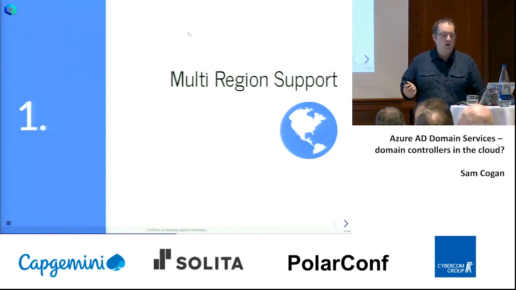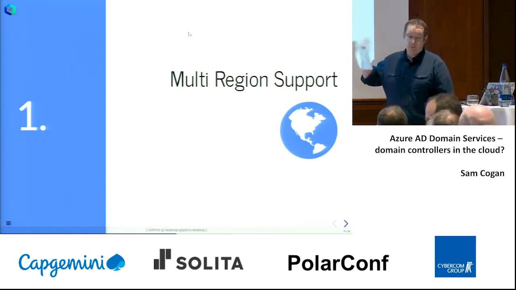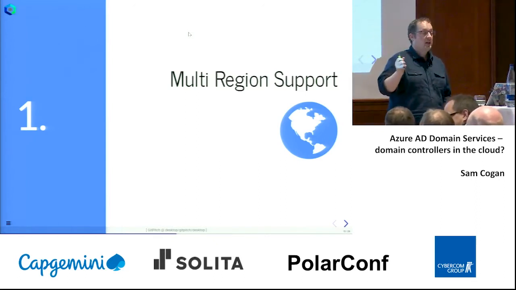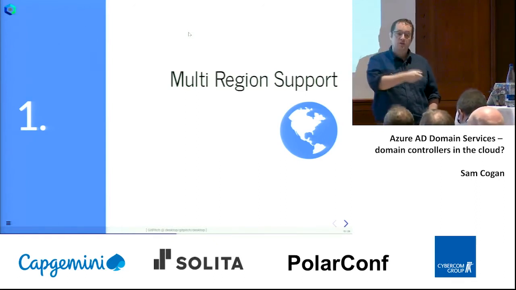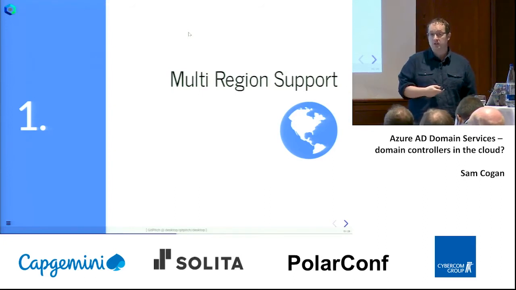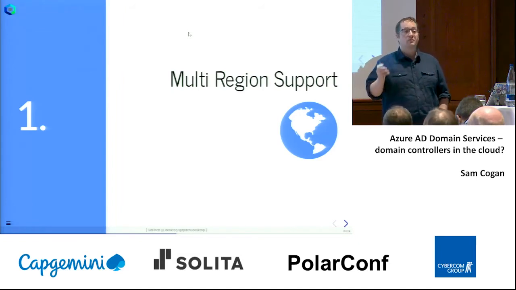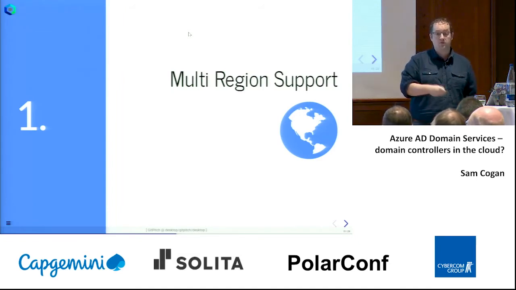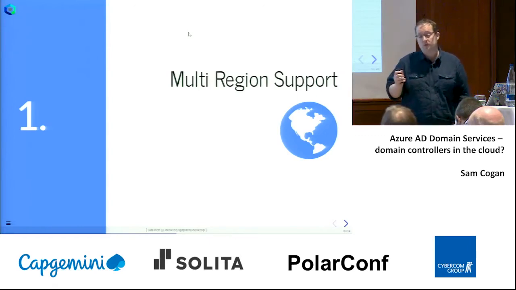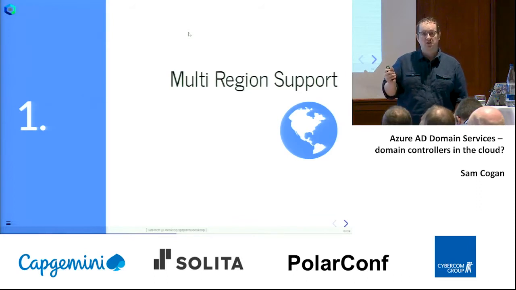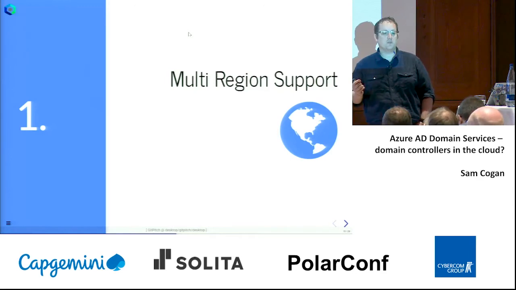So number 1, and to be honest, I think this is the biggest issue that's going to prevent anyone using this, even if it does fit your use case, is multi-region support. As you saw when we deployed it, we picked a region to put the domain controllers in. And once we pick that region, that's where they go, and we cannot change that without destroying the domain controllers and rebuilding them. There is no option to put them in a second region and have disaster recovery across to another region. You cannot replicate them to another region.